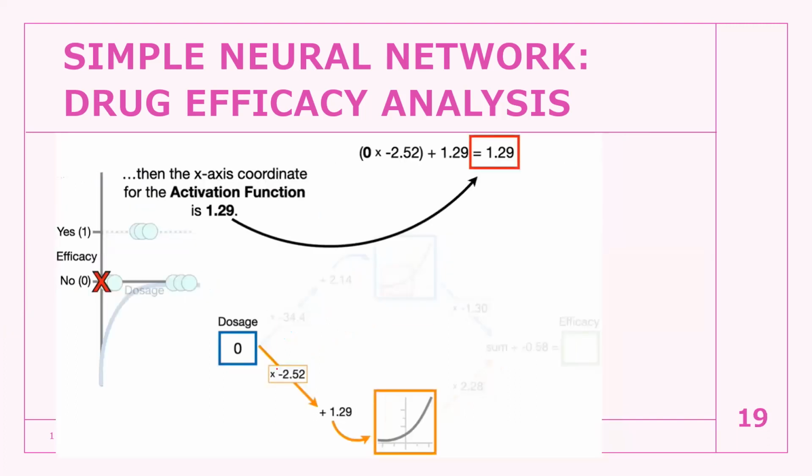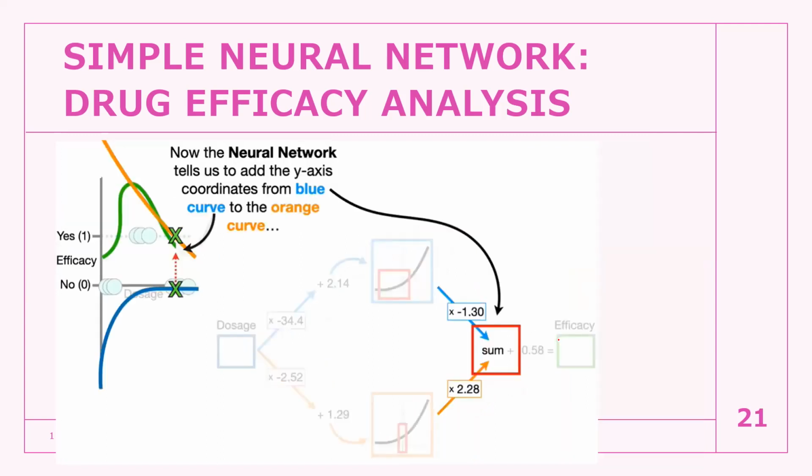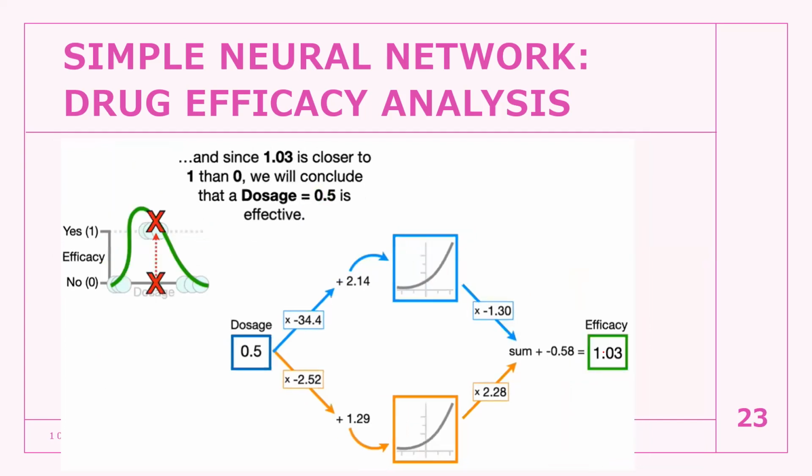Now, similarly, we have to do it for the bottom also. So we took a weight of minus 2.52 and we are adding 1.29, correct? So again, we have to apply different parameters. And if you do from 0 to 1, this is what we are getting. Now, if you overlap them, the x value is changing like this, and this is your y value. If you apply both of these together, this is what you will get, and finally you're getting an efficacy of 1.03.